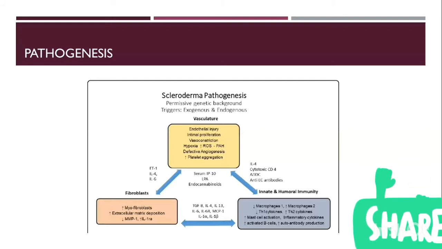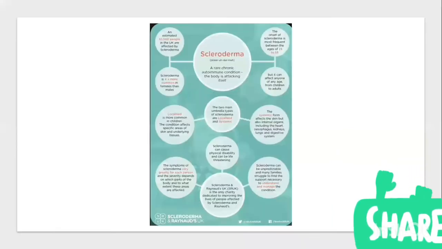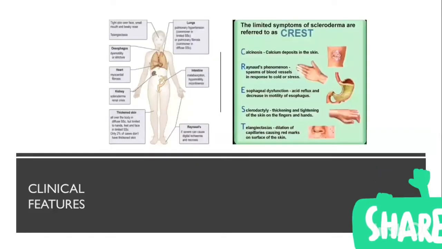This picture shows some clinical features of scleroderma, and limited symptoms are commonly known as CREST. Systemic sclerosis causes calcium deposition in the skin with the Raynaud's phenomenon and esophageal dysfunction, which further causes thickening and tightening of the skin on the fingers and hands. And there's dilation of capillaries in systemic sclerosis, which causes red marks on the surface of the skin.